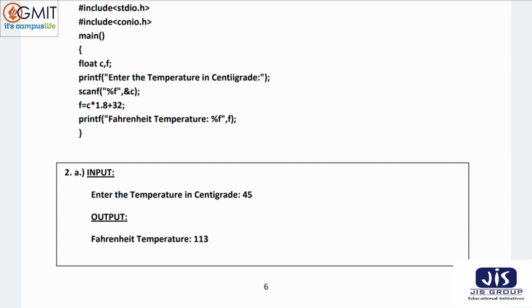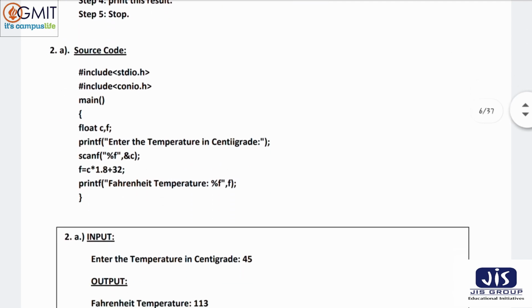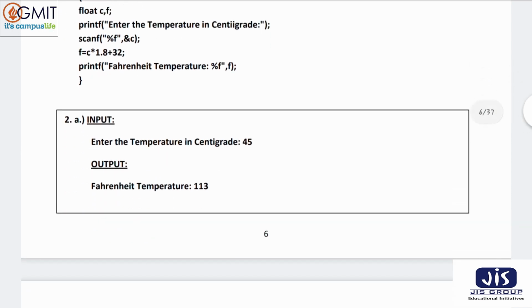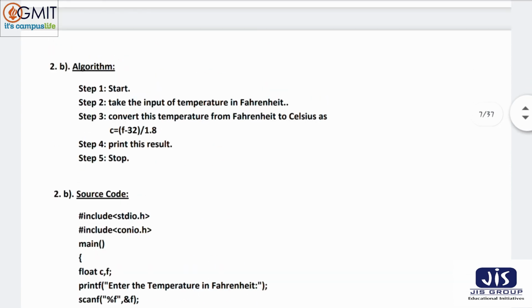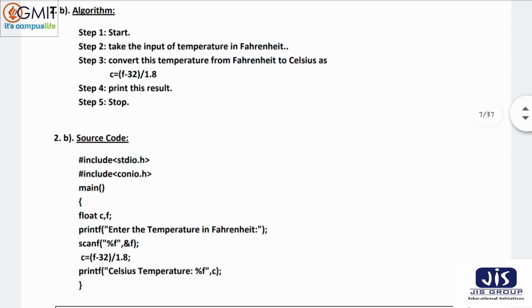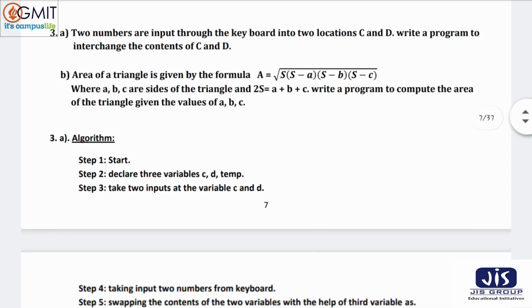Clear or not? You have to first put the question, then you can skip the algorithm portion or you can write it, that's your choice. Then give the source code like this and then input output. That's it. Complete for one program. Then come to the next portion. 2B. Question was there on the top. Algorithm, you can skip this. Source code, input output.